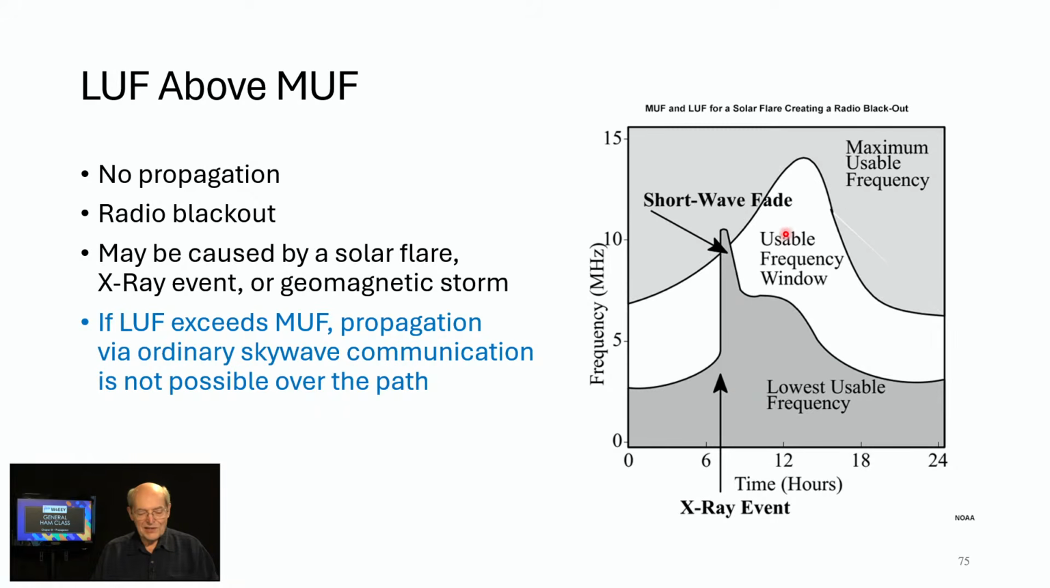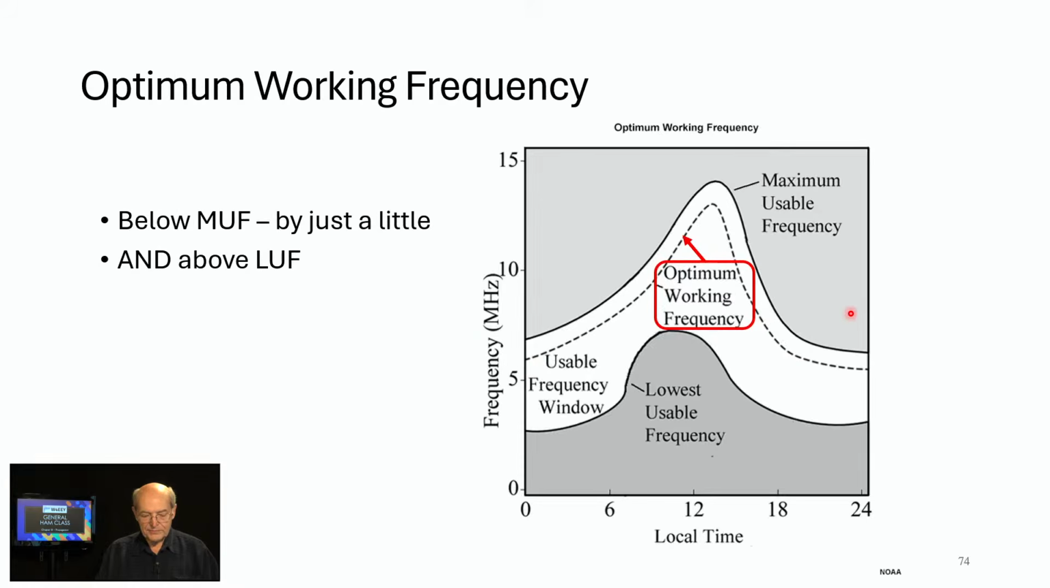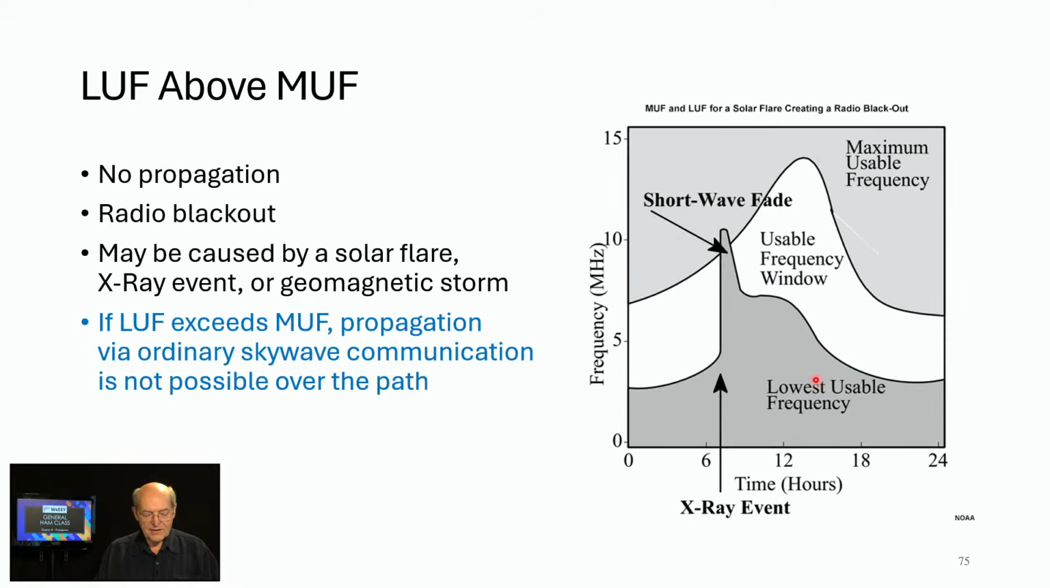Now look at this diagram. This looks really, really weird. We've got the lowest usable frequency. It's actually higher than the maximum usable frequency. Well, guess what? This band of communications that we would normally have in here, it's blocked now.